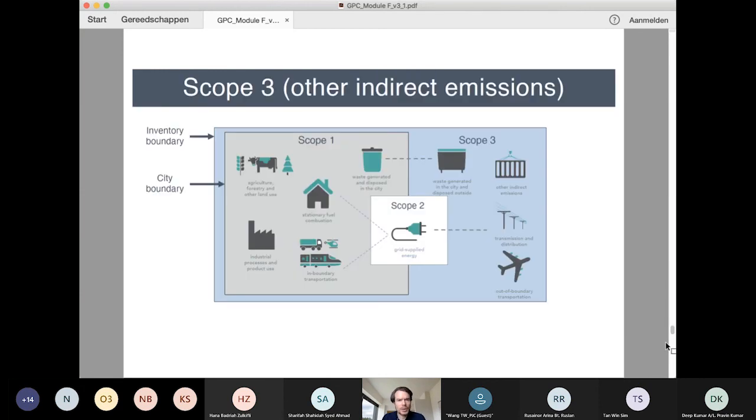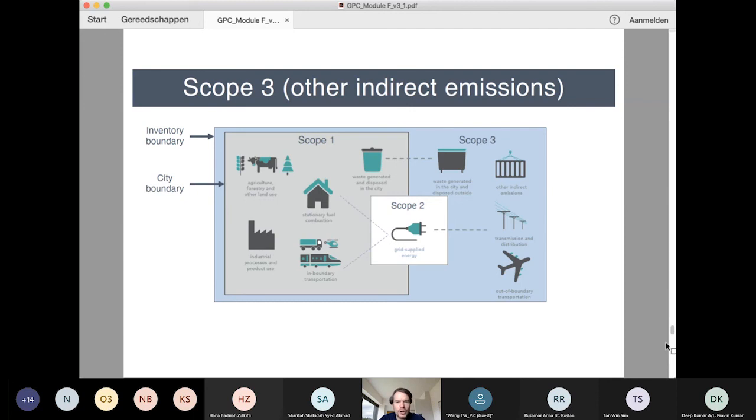So this graph, which you remember from the first week, shows the full inventory boundary and city boundary. The city boundary is shown in grey. That's everything that happens within a city. Those are scope 1 emissions. The inventory boundary shows additional emissions that take place outside your city, but are driven by activities inside your city.